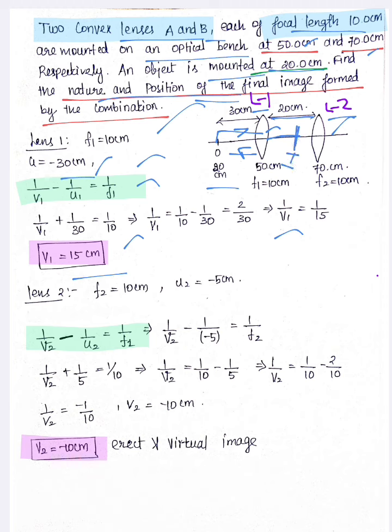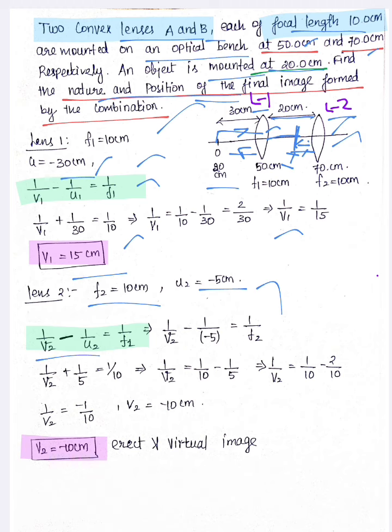Now this image is acting as a virtual object for the lens 2. So what is the object distance for the lens 2? That is, from the lens to the image, this virtual object is 5 cm. According to the sign convention, it is minus 5 cm because it is opposite to the direction of the incident ray. So it is minus 5 cm. And we know the focal length, that is 10 cm. We substitute all the values in the lens formula to get the position of the final image.